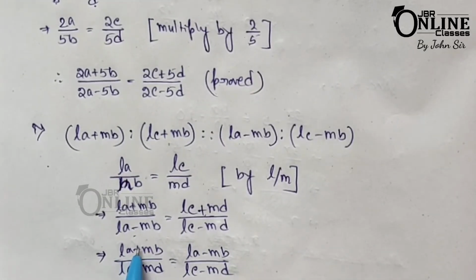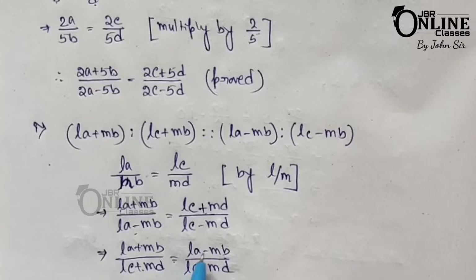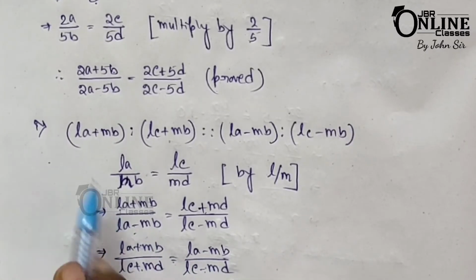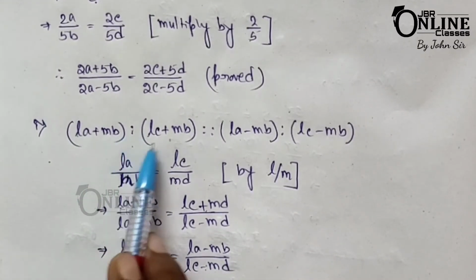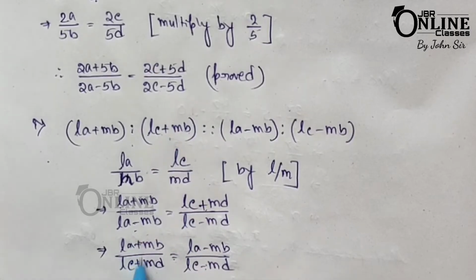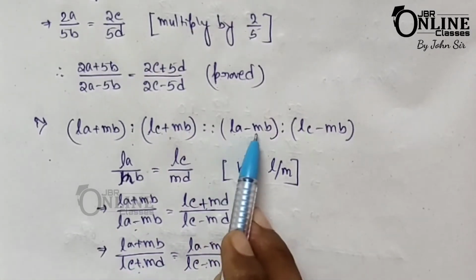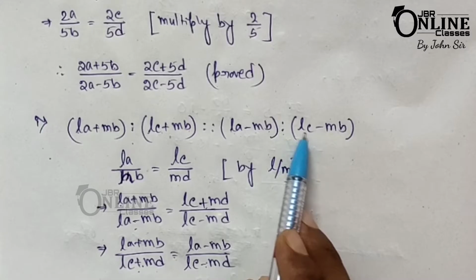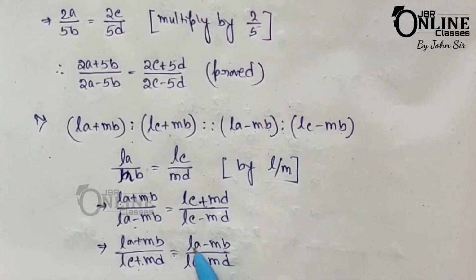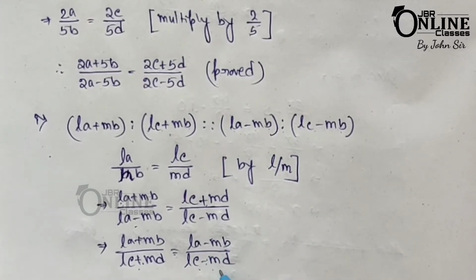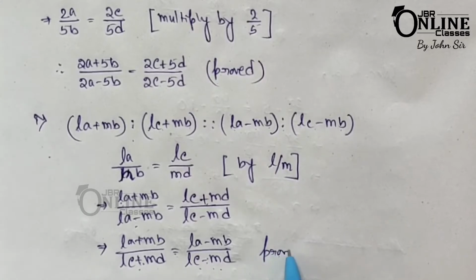Okay, now this one by this one equal to this one by this one. So you can write this one as LA plus MB proportion LC plus MD, this by this, and here LA minus MB ratio equal to LC minus MD. So here LA minus MB by LC minus MD. So that proved.